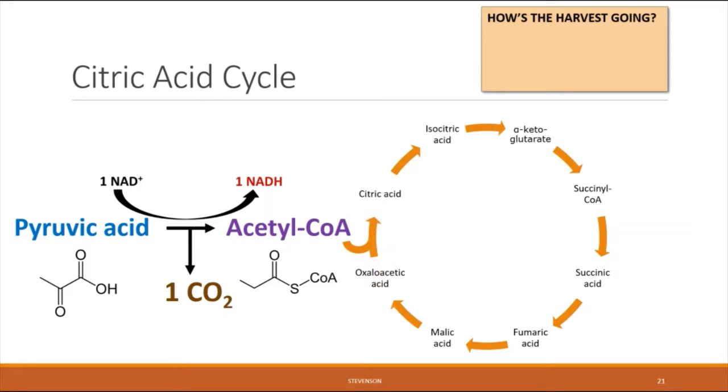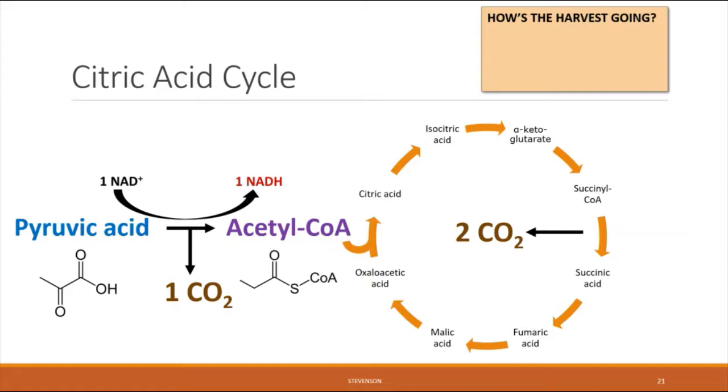I don't care if you know what these chemicals are, but what I do want you to know is that over the course of this process, the acetyl-CoA is completely broken down and torn apart into molecules of CO2, which again are released as a waste product. And from this process of completely breaking down the acetyl-CoA, more energy is harvested.